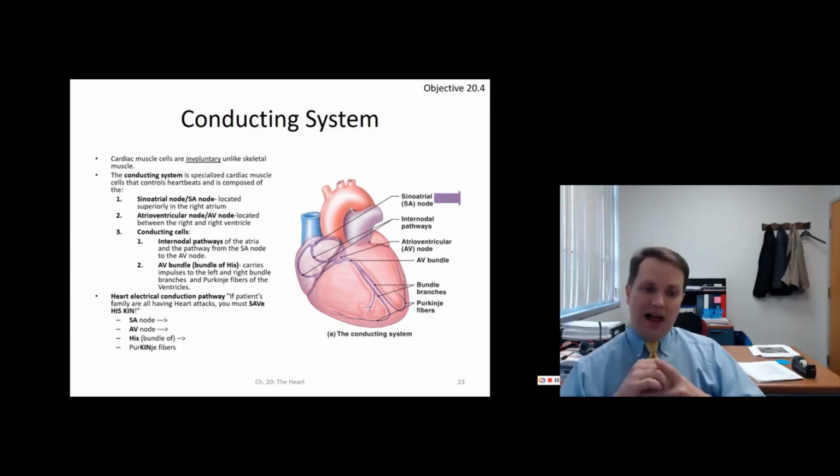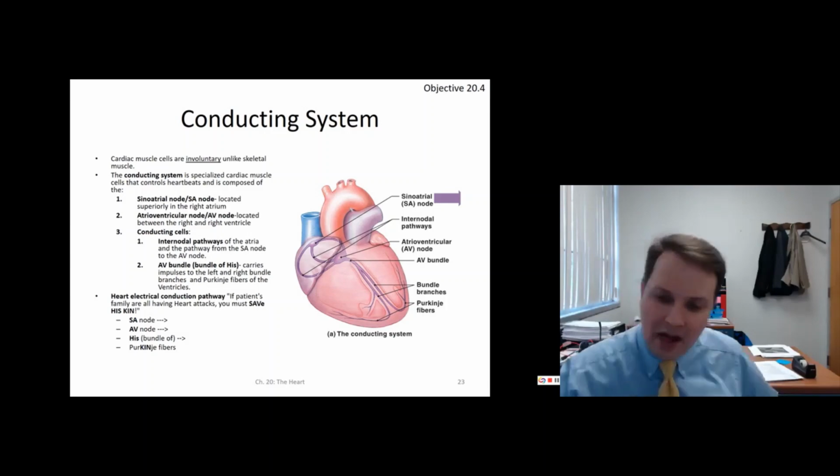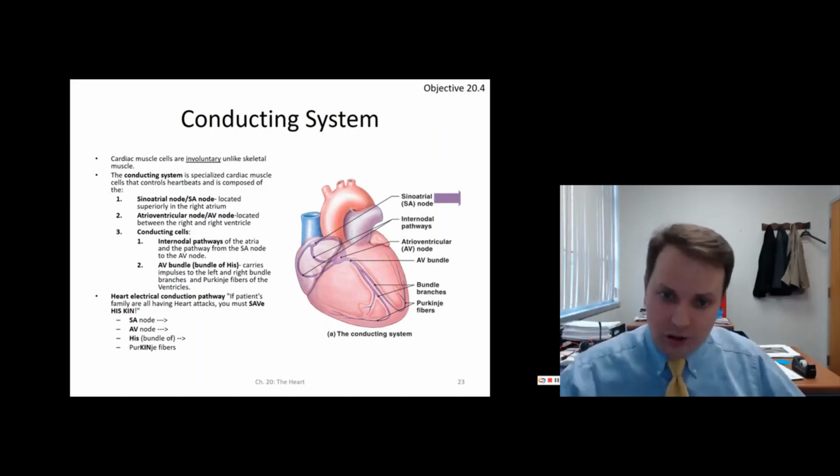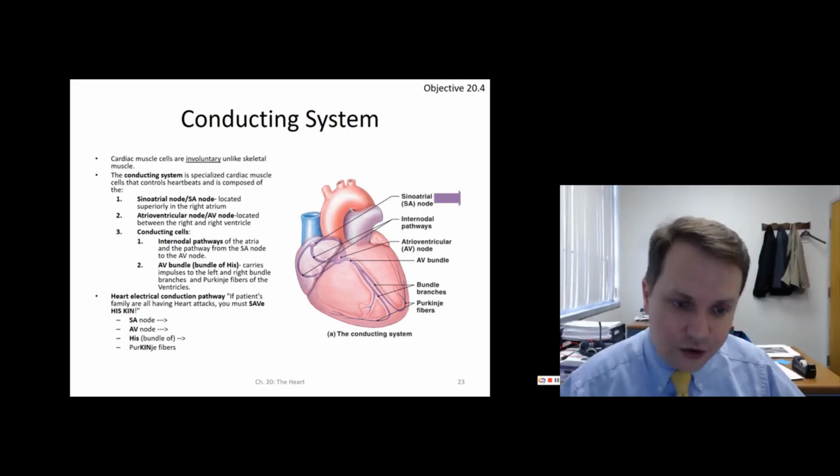So what happens is save his kin. If everybody's having heart attacks, now you got to save his kin. And that's an easier way to remember. Now I kind of changed it a little bit on the camera drawing than I did here. SA node, AV node, bundle of His, Purkinje Fibers, but remember, overall I've got it written up here. This is a little simpler conduction pathway.